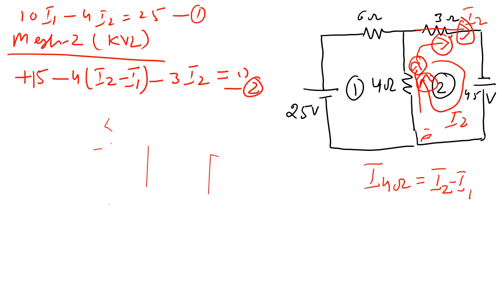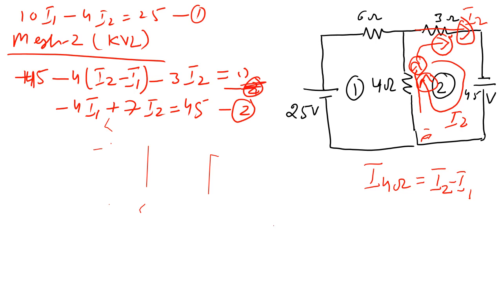Now these are the two simultaneous equations, and if you solve them, it will come like this. After solving, it is minus 4I1 plus 7I2 equal to, here it is 45, not 15, it is 45. Sorry, so it will be 45, and this is equation number 2.